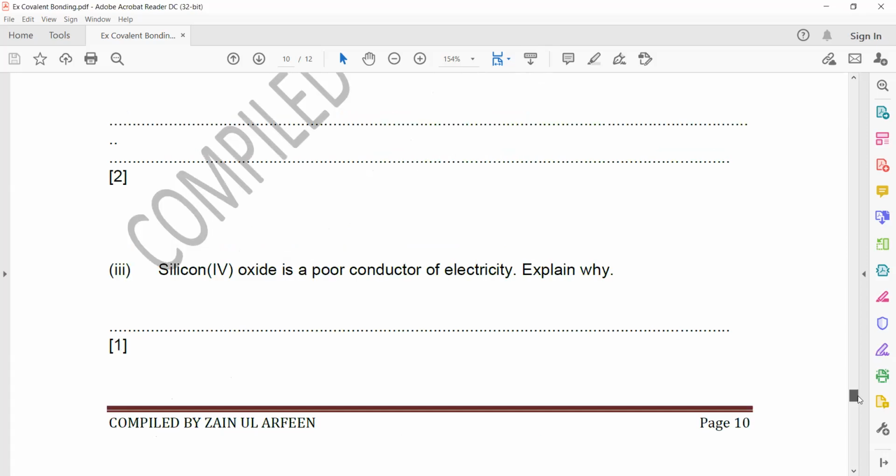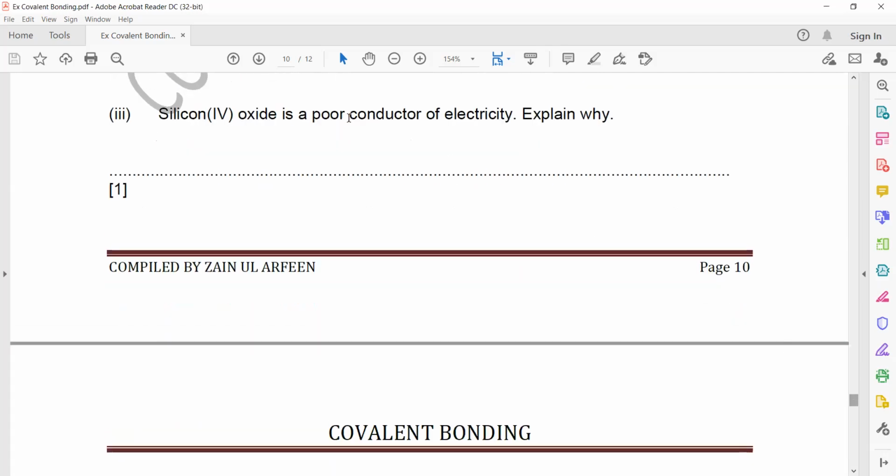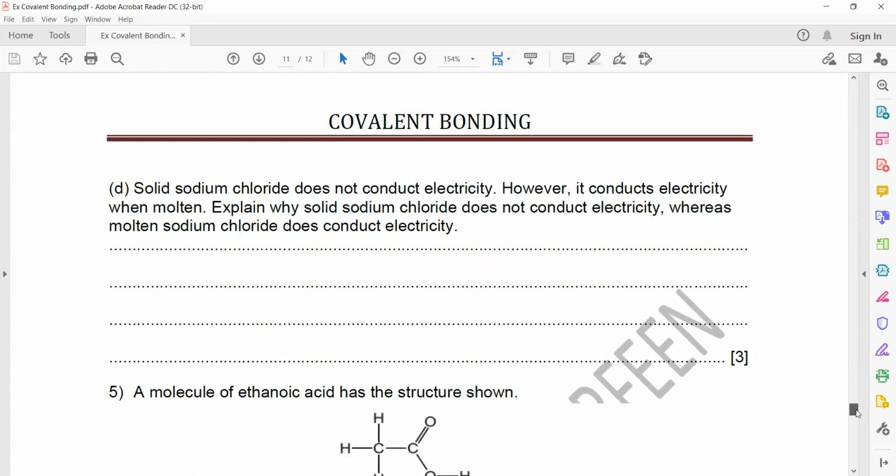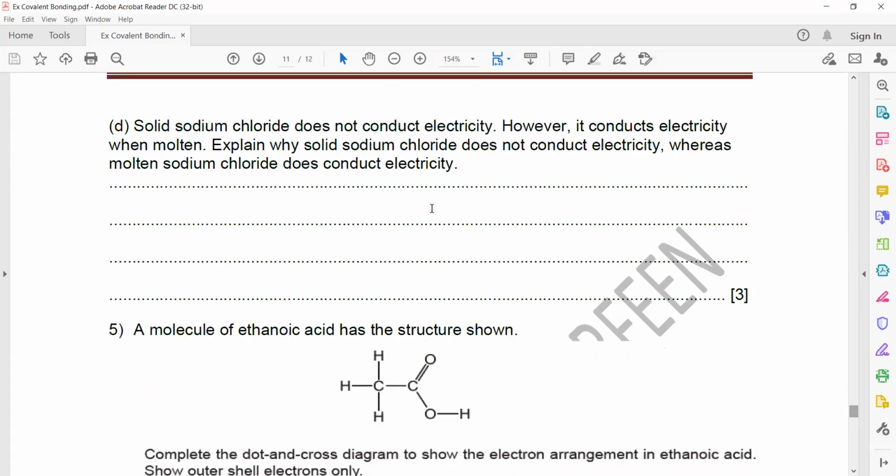And silicon 4 oxide is a poor conductor. Why is it a poor conductor? Why does it not conduct electricity? Because there is no free electron or ions. It does not have free electrons, it does not have ions. That's why it does not conduct electricity. The solid sodium chloride does not conduct electricity. However, it conducts electricity in molten form. In melted form, it can conduct.